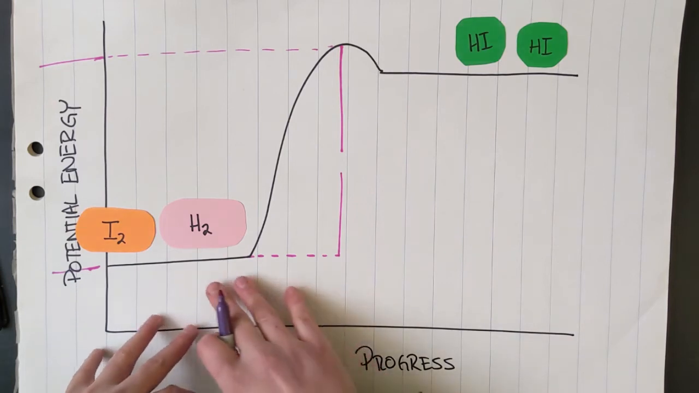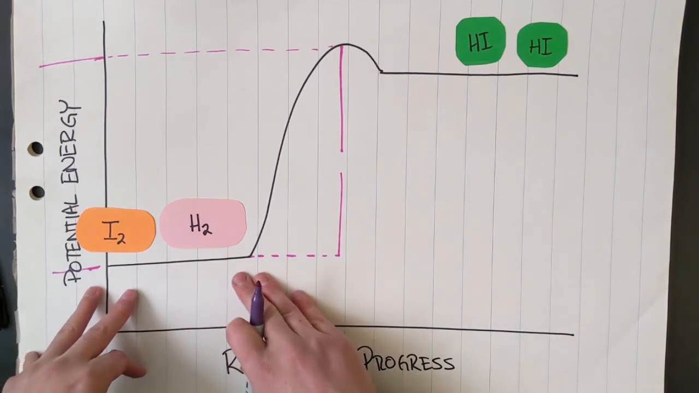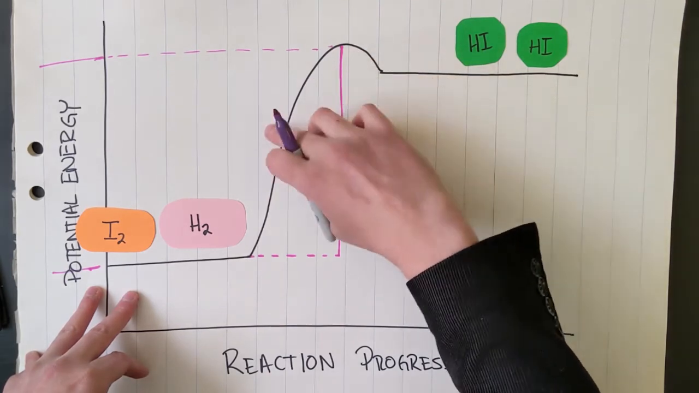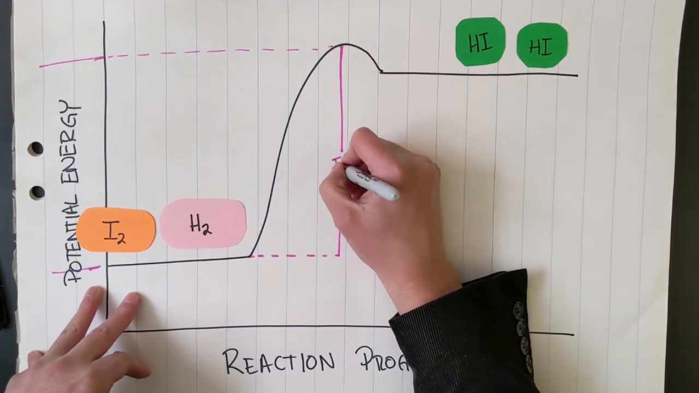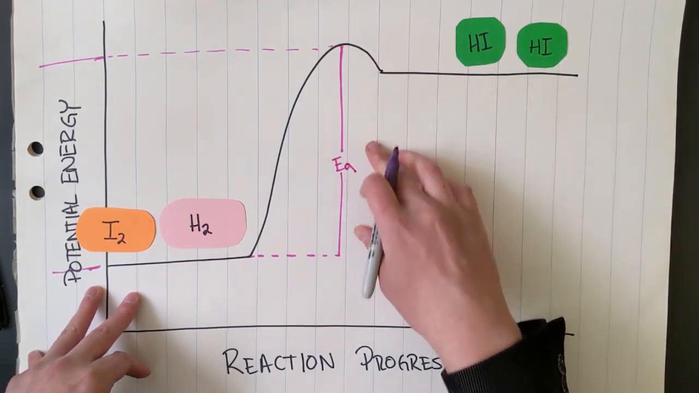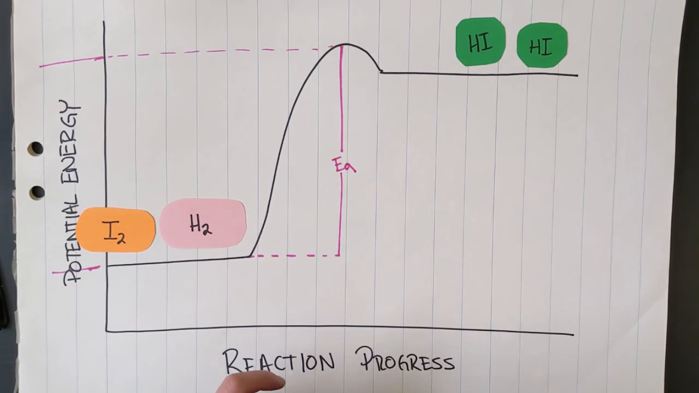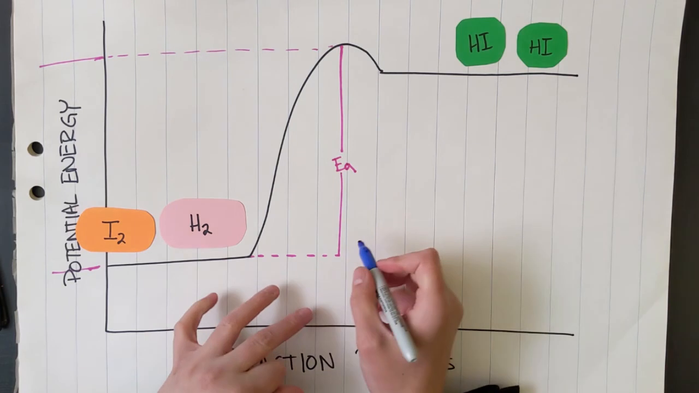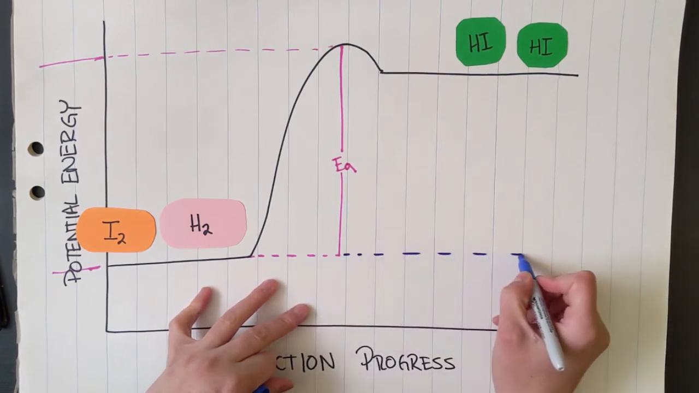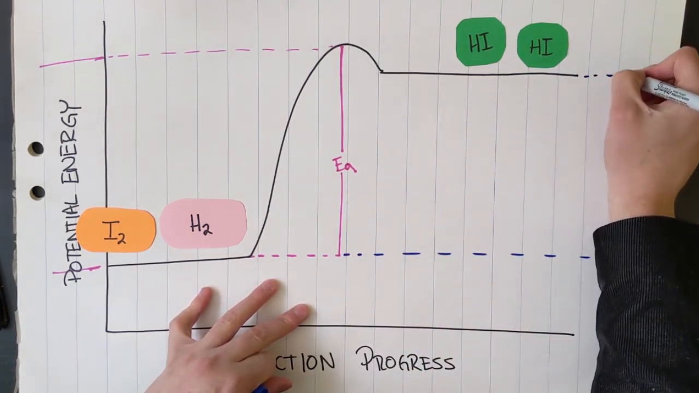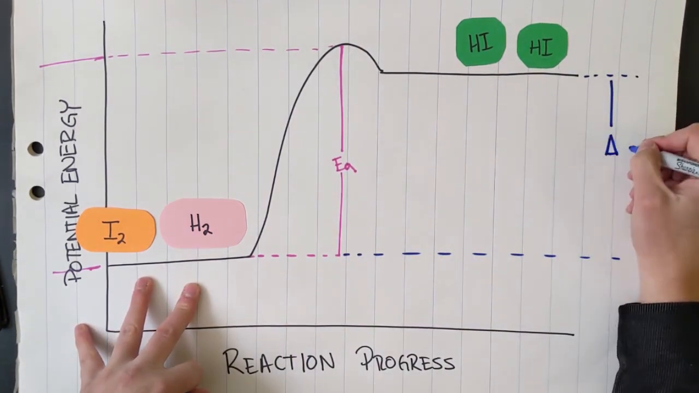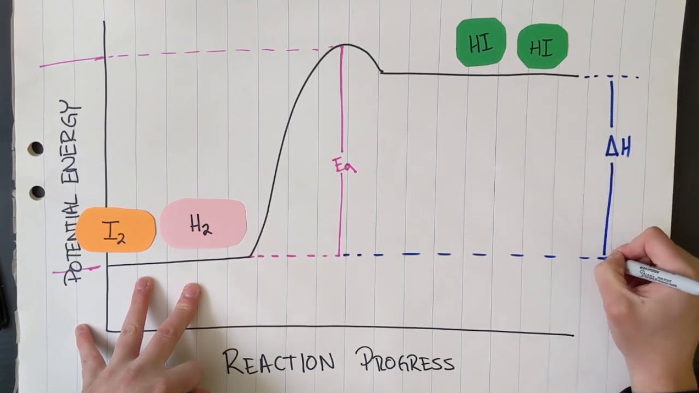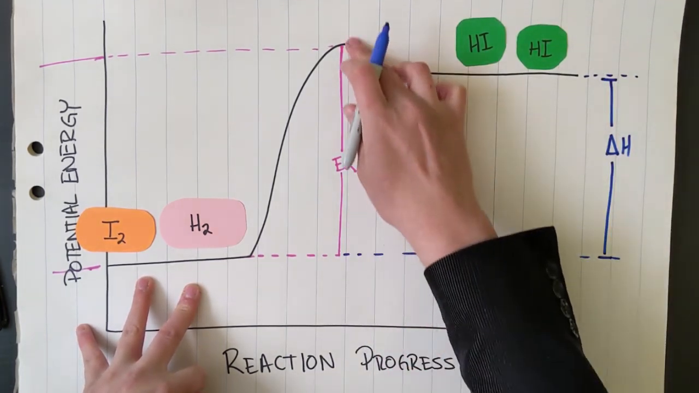The activation energy will be the difference between the potential energy of my reactants and the very peak, the very maximum amount of potential energy that the system must have. This would be my E sub A, or my activation energy here. Just like before, the enthalpy change does not include the activation energy. The enthalpy change, or the delta H, will be the potential energy difference between the level of the reactants and the level of the products. So this would be my enthalpy difference for this reaction. This would be my activation energy.